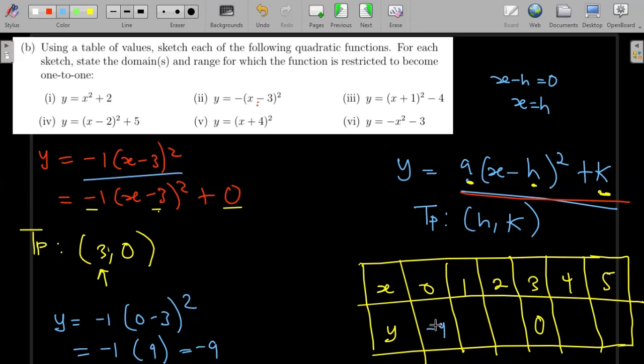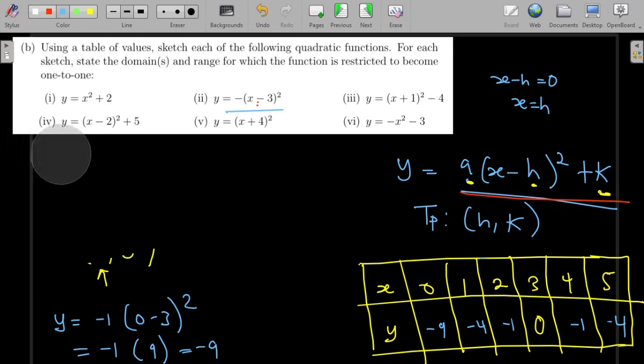What if I put 1 there? You can try to put it there and work it out, but what you're going to get is minus 4. If you put 2, you're going to get minus 1. If you put 4, you're going to get minus 1. If you put 5, you're going to get minus 4. And then now we plot these points to sketch this guy here. So let's do that.